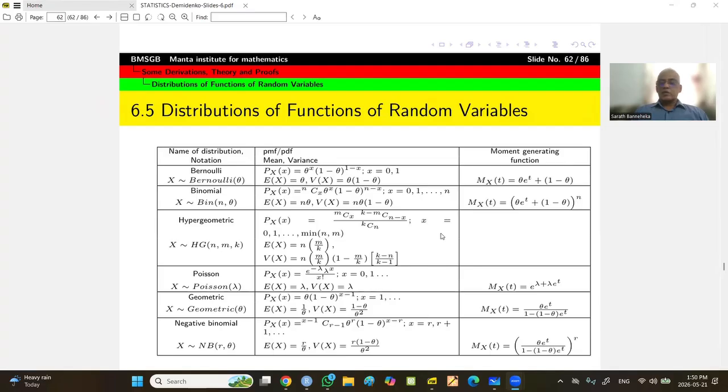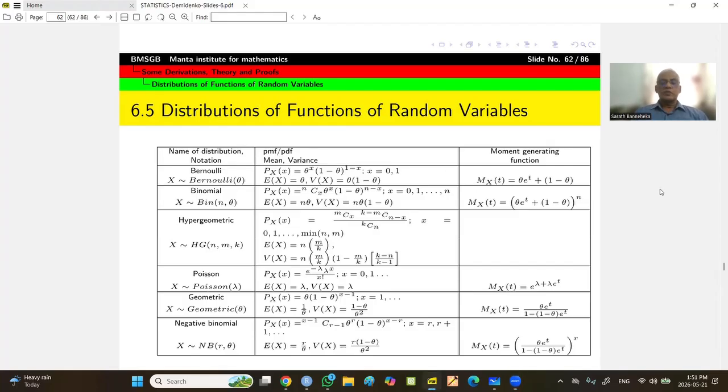Okay, we'll now start the next part of our lecture. In this part, I'm going to give you some theory, not really with proofs, but just mention some theory for you to remember. These are usually very helpful. I'm going to give you some distributions of functions of random variables, mostly sums of independent random variables, and also sometimes linear transformations, linear combinations, and so on.